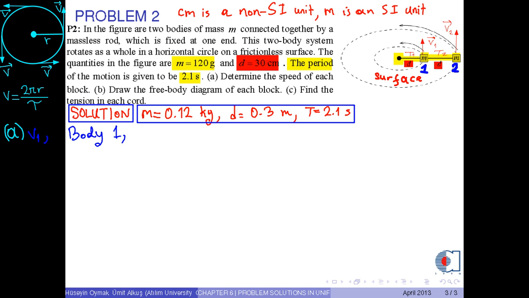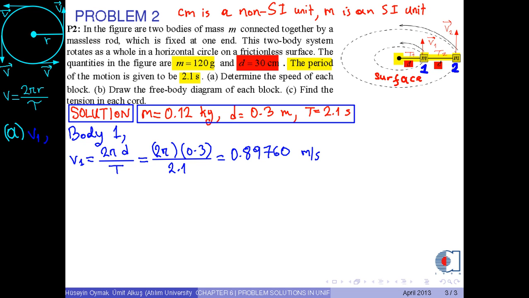Therefore, the speed of body 1 is written to be v1 equals 2 pi times d over T, then put the numerical figures into the corresponding places as 2 pi times 0.3 meters divided by 2.1 seconds. Thus, the result is 0.89760 meters per second, which is approximately 0.898 meters per second.